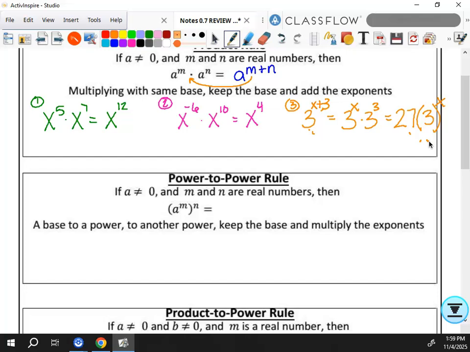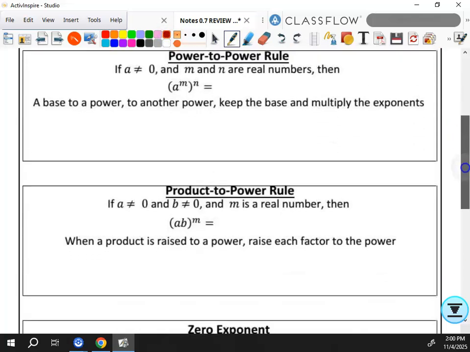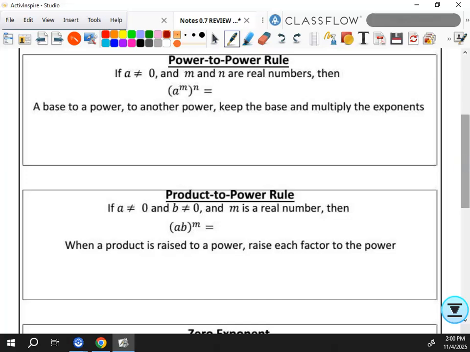Okay, we good on that so far? We'll talk more about that later, but do you understand how the rule works at least? Okay. All right, so then we have our power to a power rule. a to the m power to the n power. So power to a power, that's when you get to multiply. So you get a to the m times n power.